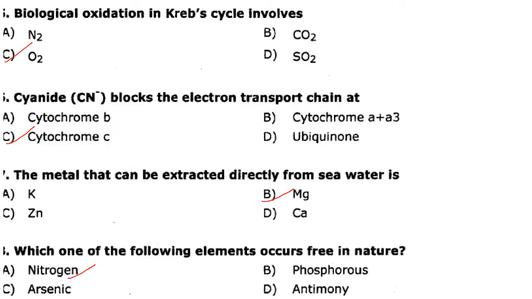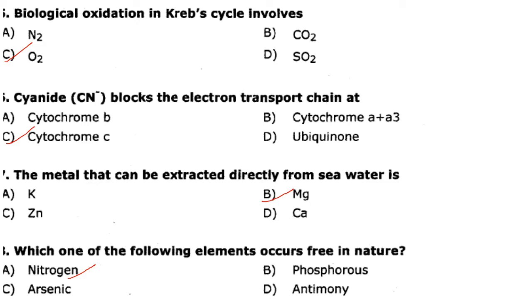Then biological oxidation in Krebs cycle involves. It involves oxygen. Answer is option C. Cyanide blocks the electron transport chain at. It blocks electron transport chain at cytochrome C. That is option C. The metal that can be extracted directly from sea water is. It is magnesium. Answer is option B.